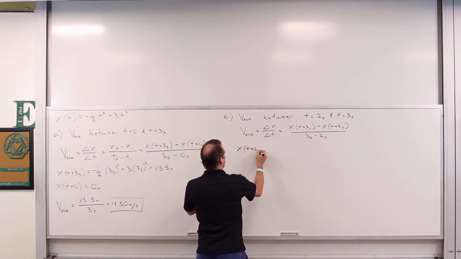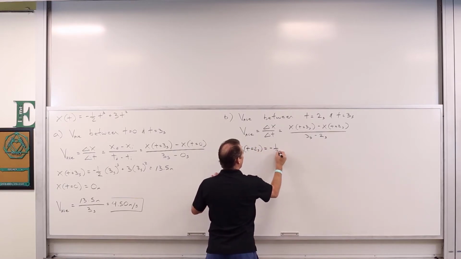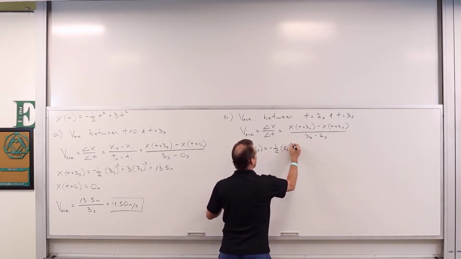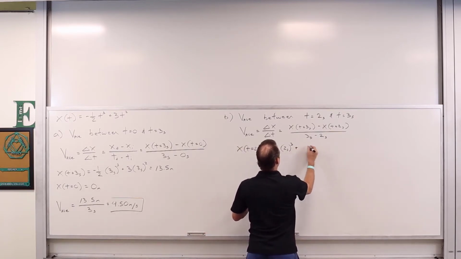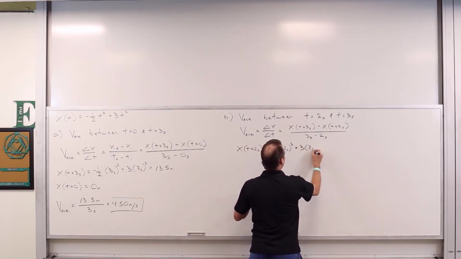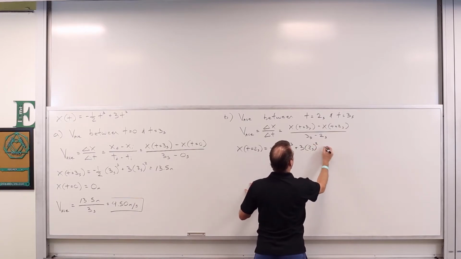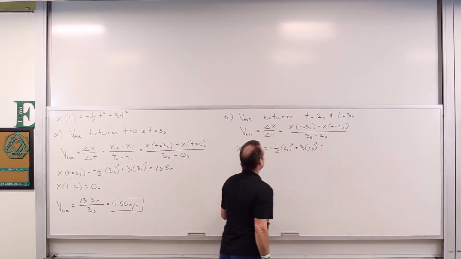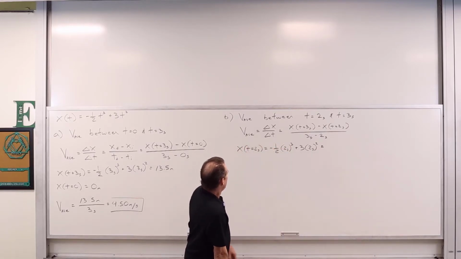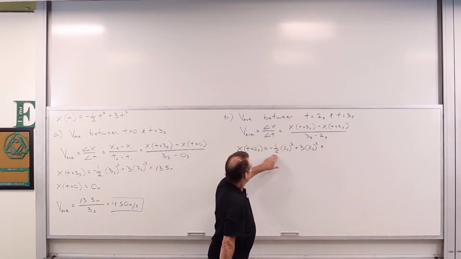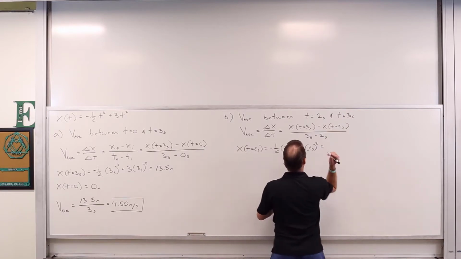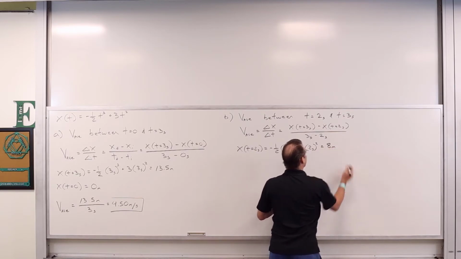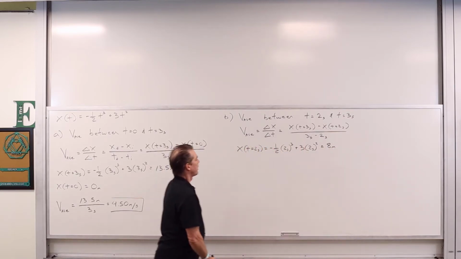x of t at 2 seconds is equal to -1/2 times the quantity of 2 seconds cubed, which just gives us -4 there, plus 3 times 2 seconds squared. So we've got 12 minus 4, right, 8. 4 times 3 is 12, 12 minus 4 is 8 meters. So there we go.